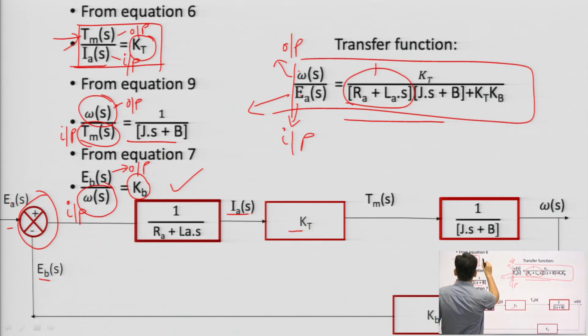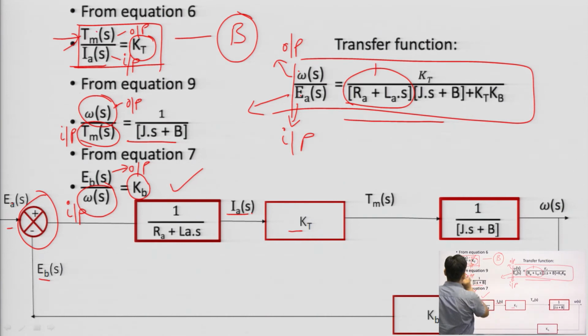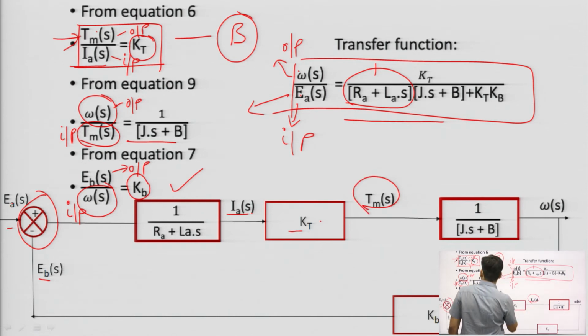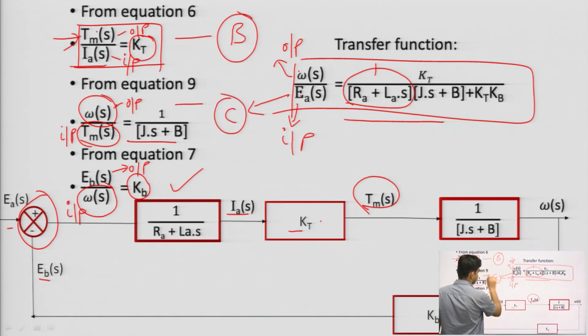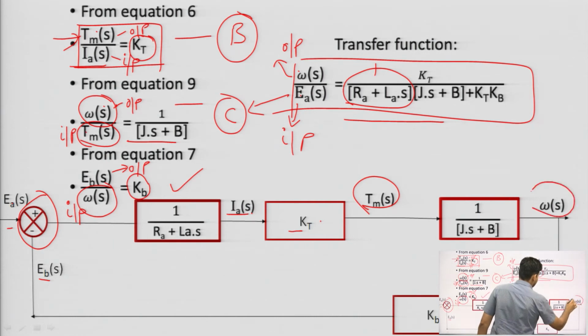Now, see, this is the equation number B, where I A S is the input, output is T M, gain is K T, output is T M torque. Now, come for equation number C. This torque is acting as input here, output is omega S, this is gain block 1 over J S plus B, output is omega S.